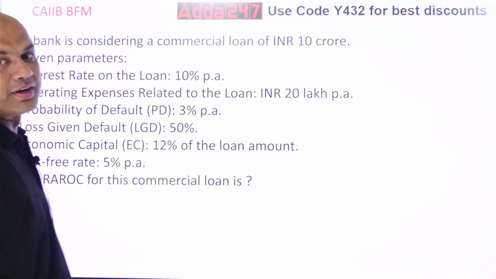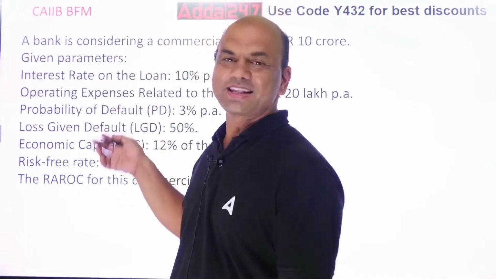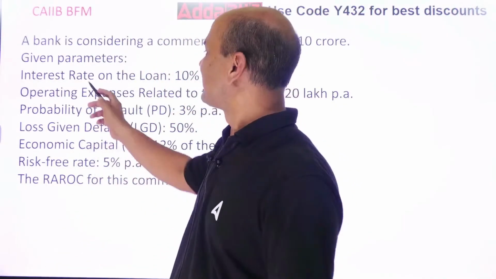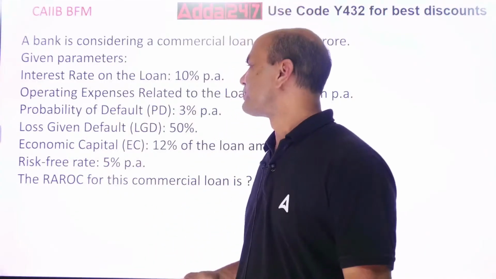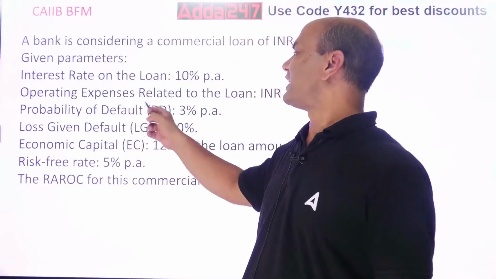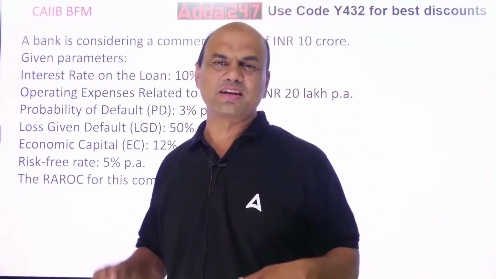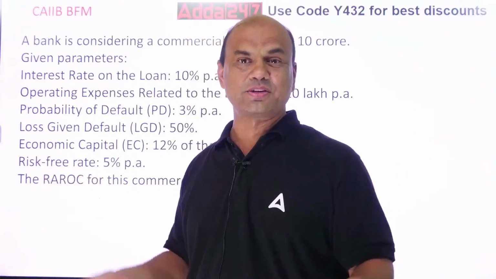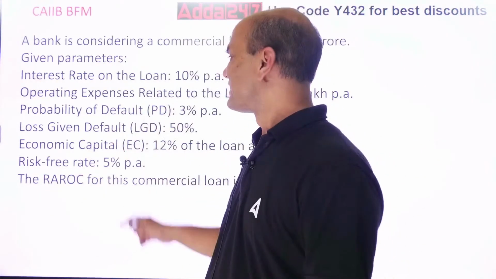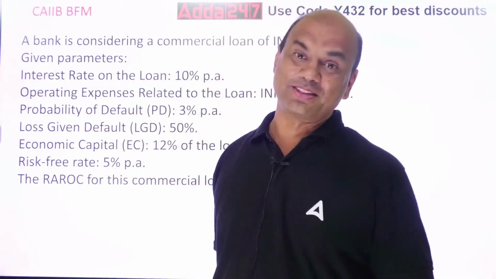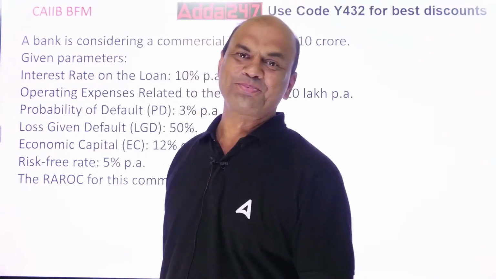What are the important terms in this? Whatever are easy ones, I'll skip. Interest rate on loan, you know it, so we'll skip it. Operating expenses, that also you know. Operating means your salaries, your maintenance cost, all these things, skip. Probability of default. Now, these terms are important. What is PD? Probability of default.